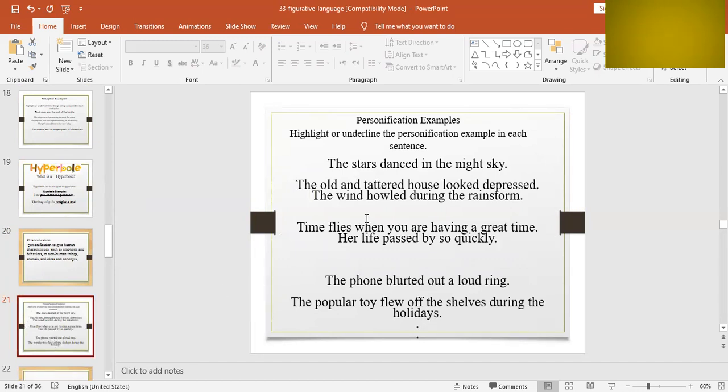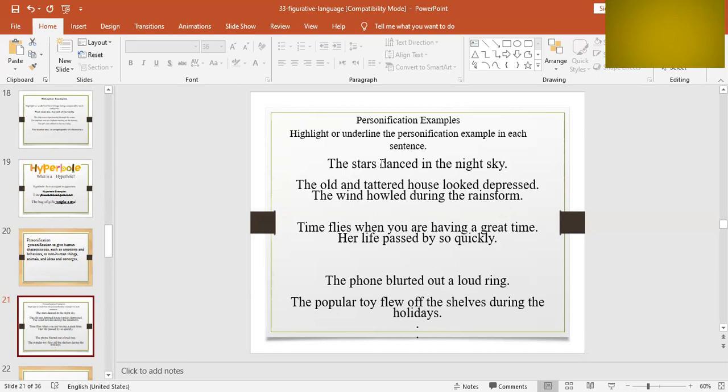Here are examples of personification. You see here, it wants you to highlight the personification examples in each. The stars danced in the night sky. Do stars dance? Are they people? Are they human beings? Of course, no.